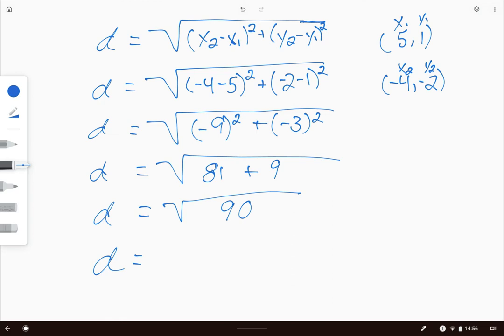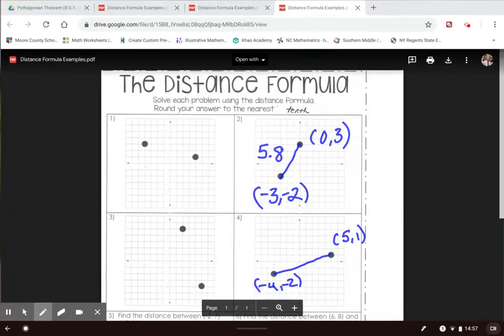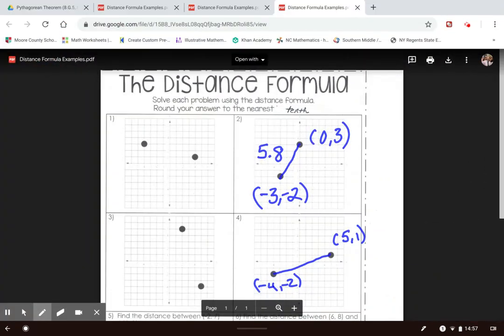which rounded to the tenth position is going to be 9.5. So that means this diagonal distance right here is 9.5.